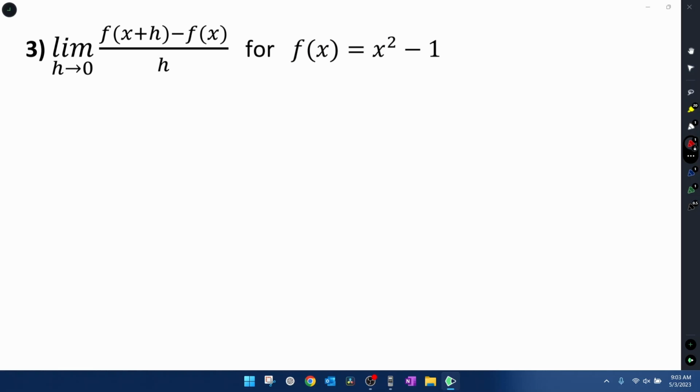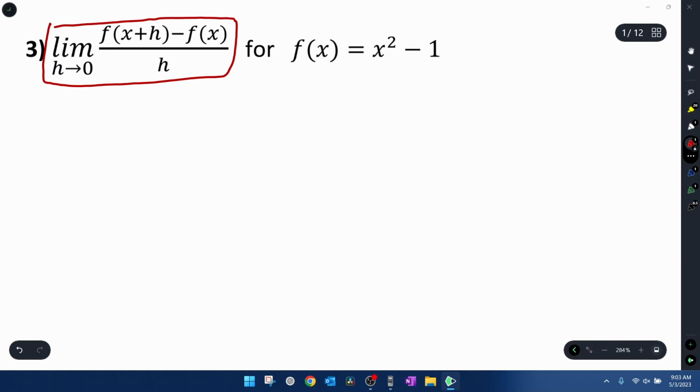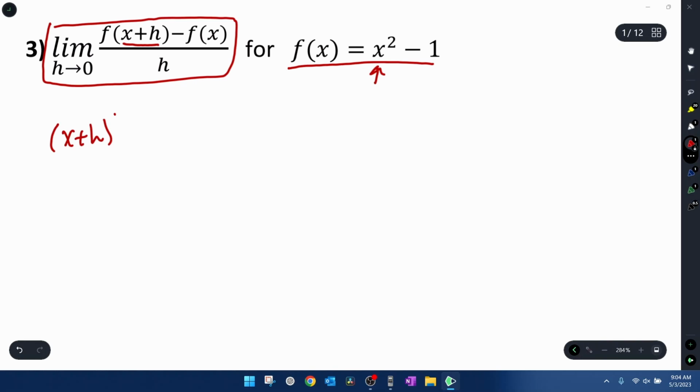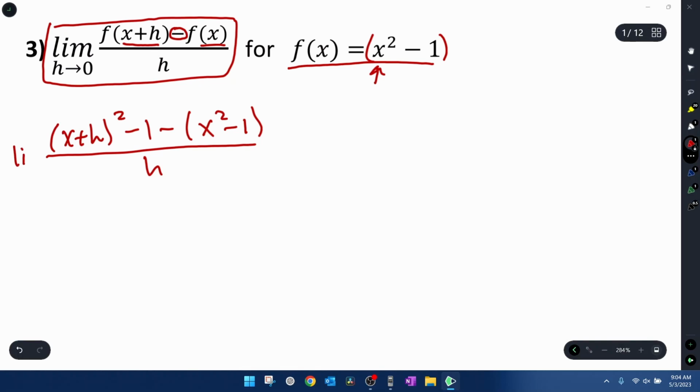Next, number 3, we have the definition of derivative. We want to find the limit as h goes to 0 of the difference quotient given this function. And the first step is to replace every x in f of x with x plus h. So that'll give us x plus h quantity squared minus 1. Next, we need to subtract the original function, which is just x squared minus 1. And that is all divided by h. And don't forget that we need to write the limit as h goes to 0 every step until we can let h go to 0.